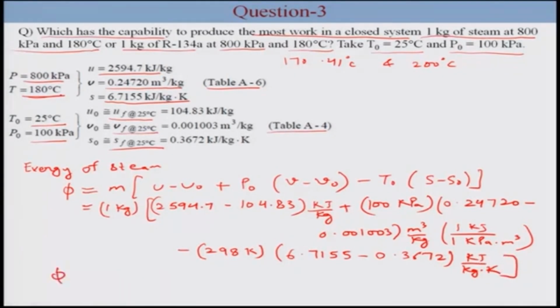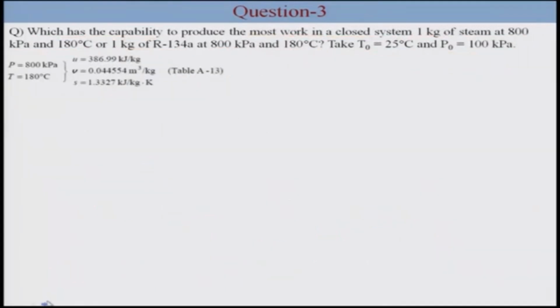So this gives a value of phi equal to 622.7 kilojoule. So this is the capability of the steam to produce work. So this much work can be produced by the steam. Now moving on to the refrigerant R134A.